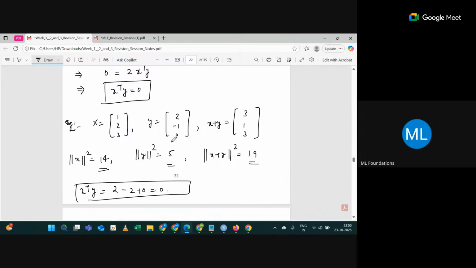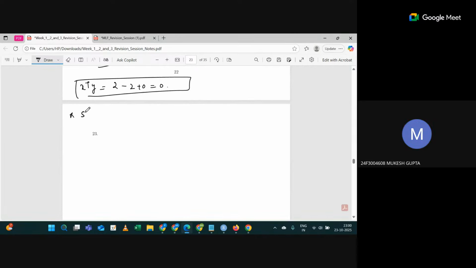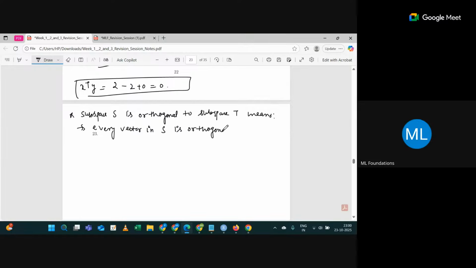Whenever we say a subspace is orthogonal to another subspace, what does that mean? Let me write that statement. If I say subspace S is orthogonal to another subspace T, this means every vector in S is orthogonal to every vector in T. This is the meaning of orthogonality of subspaces.